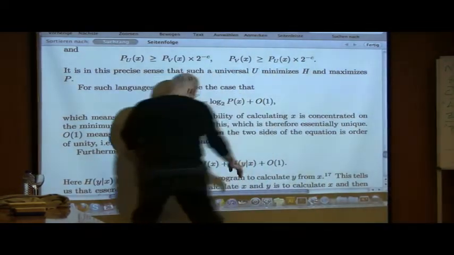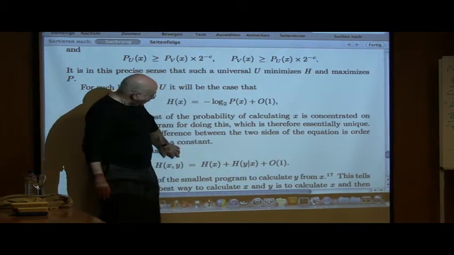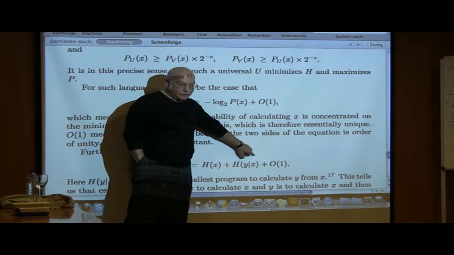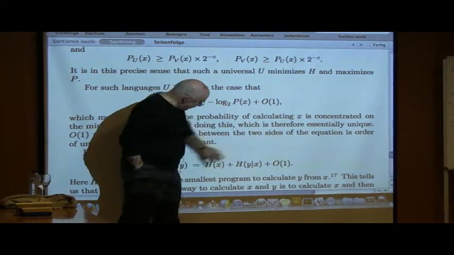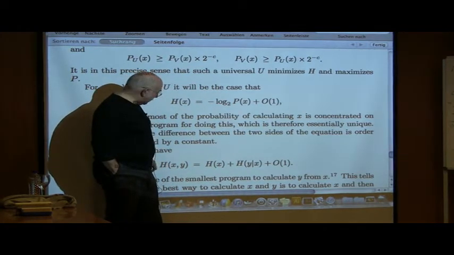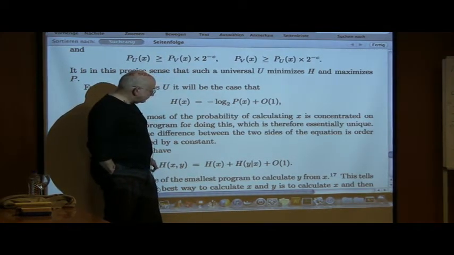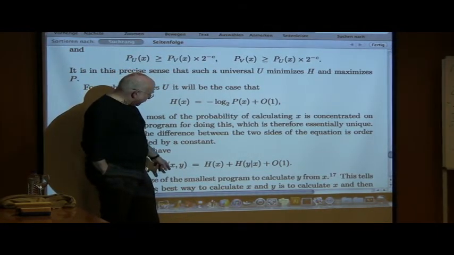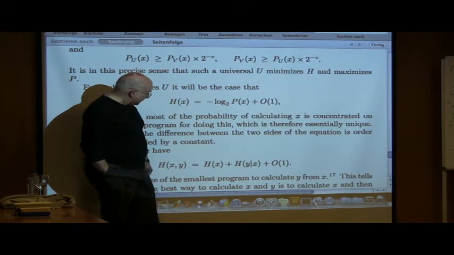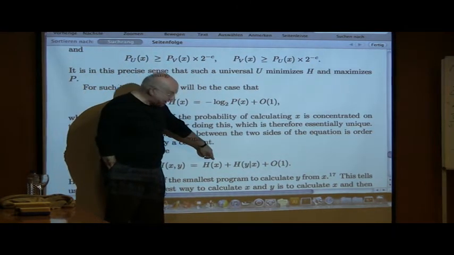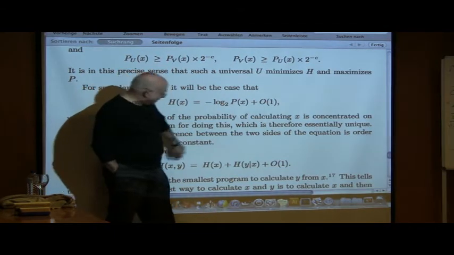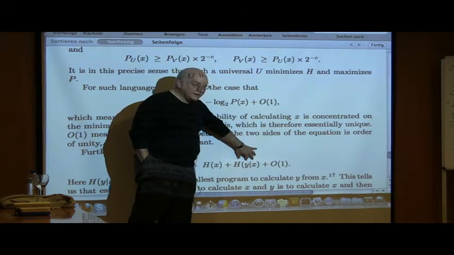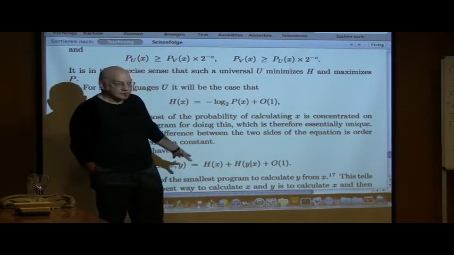That this is bigger than this is sort of obvious, because one way to calculate the two objects is to start with a program to calculate one and then add to it a program that calculates the second one from the first one. So that this is greater than or equal to this is trivial. But it's the other direction that is not trivial. The other direction is telling you that if you have a program to calculate two objects, you can subtract from that the size in bits to calculate one of them and get a program to calculate the other one from that one. So that one is much more subtle.